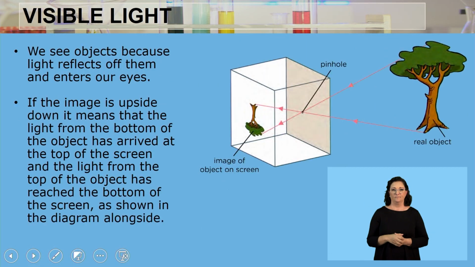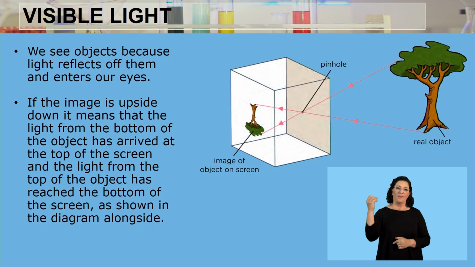Furthermore, we see objects because light reflects off them and enters our eyes. The very same reason why I am able to see you, or why you're able to see me, is because light is reflected off you and then enters my eye, which is why I'm able to see you. Or it is reflected off me and then enters your eye, which is why you're able to see me.